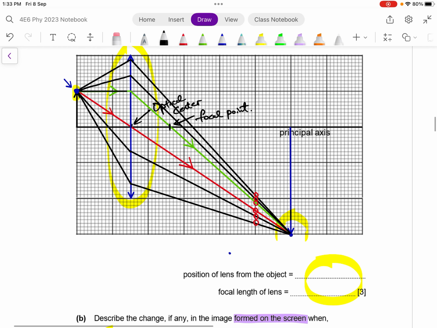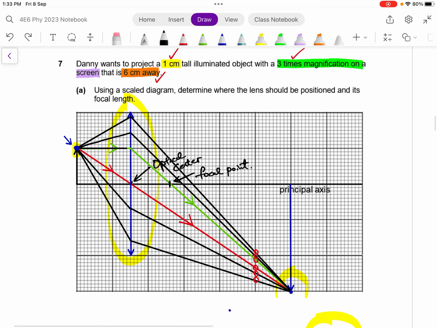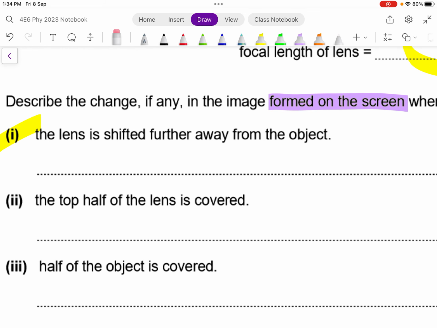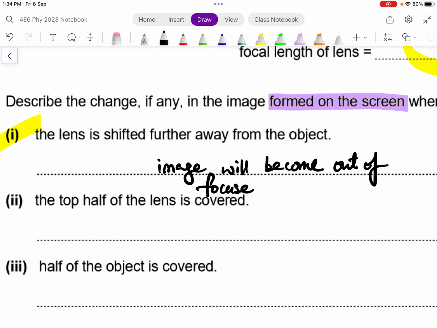Right? Okay, second question. Let's remove some of these things. Okay, let's go back to what we have. Wait, I forgot to say the image will become out of focus or blur. Okay, second question.